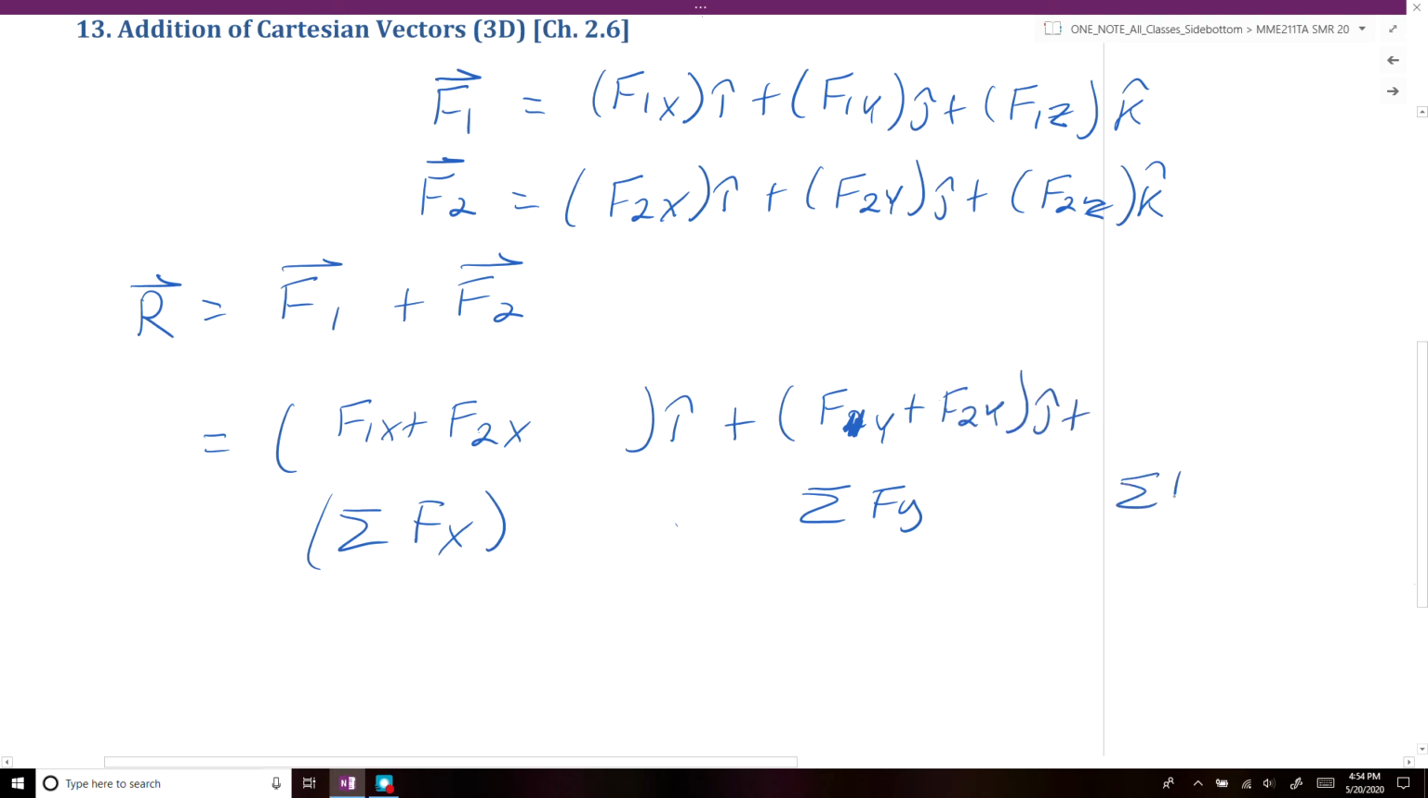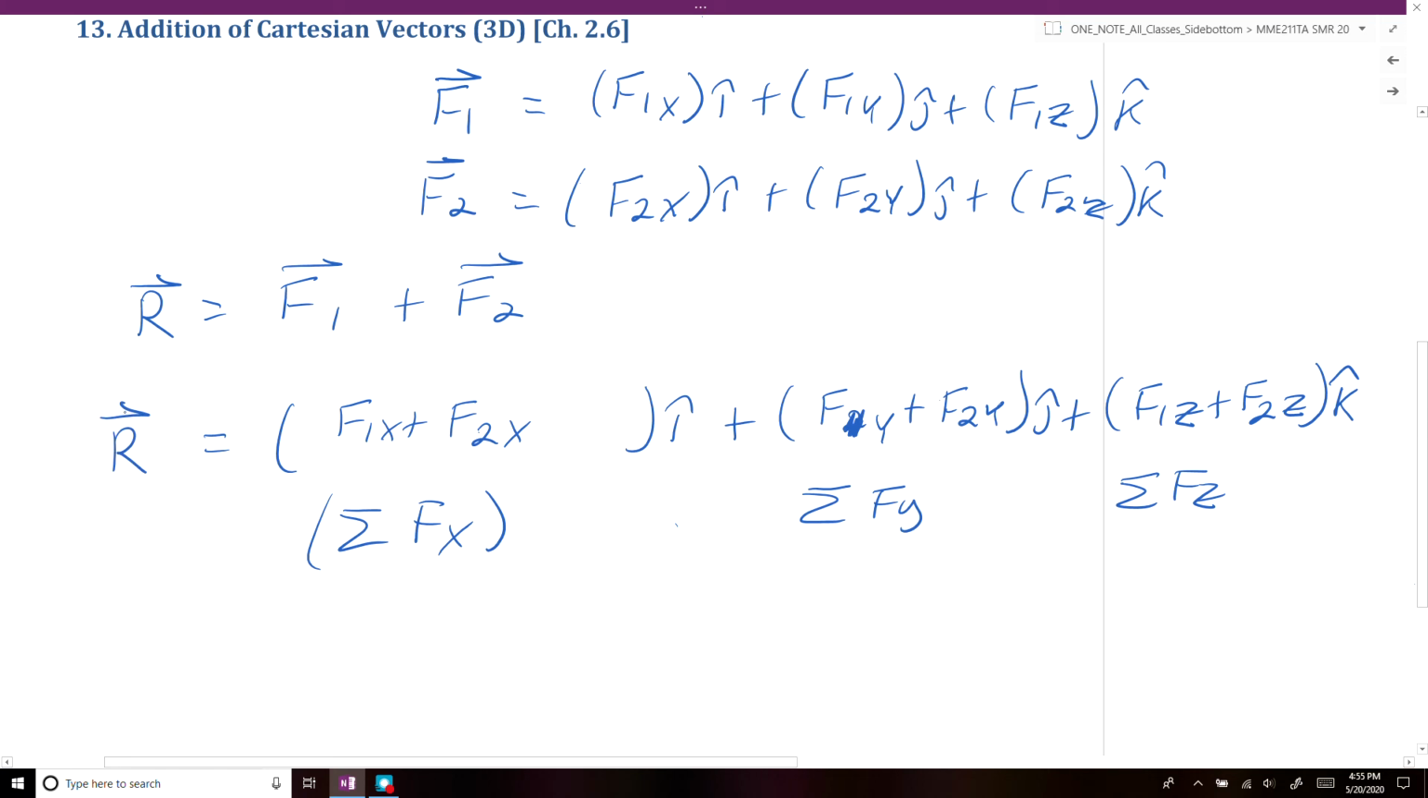And then we would sum all our forces in the z direction. So we would have force 1 z component plus force 2 z component. We would add them together and multiply by the unit vector k. And that would give us our Cartesian vector r.